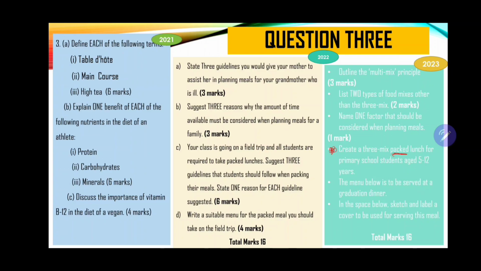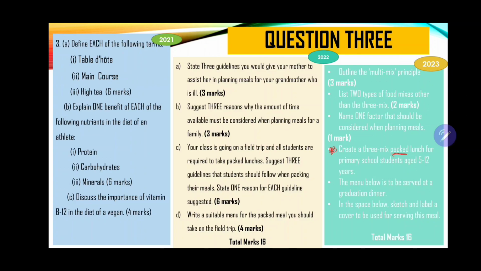Good. Now that final question in 2023, you were given a menu. Let us read what it says. The menu below is to be served at a graduation dinner. In the space below, sketch and label a cover to be used for serving this meal. So this question is also pulling your knowledge on table setting, right? It's also pulling your knowledge on menu planning, because you should be able to read the menu and also identify the utensils, or the table appointments for a better term, that you should use to set this table. All right.